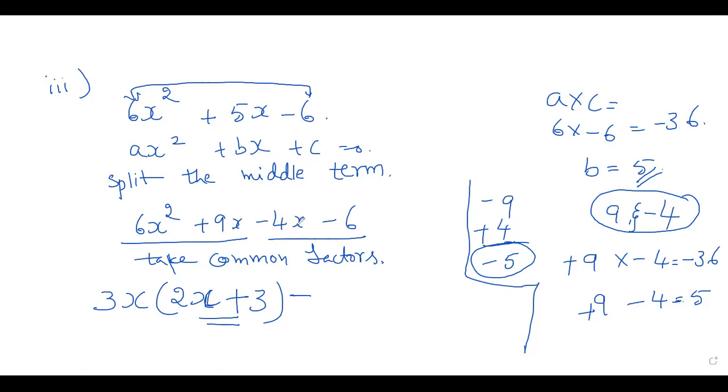So which is common here? Both the numbers are divisible by 2. So I will take 2 as common factor. Already I had told you, when you take minus as common factor, you have to change the sign of the terms.